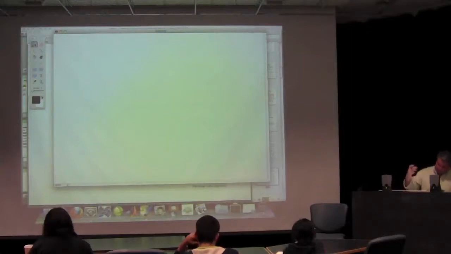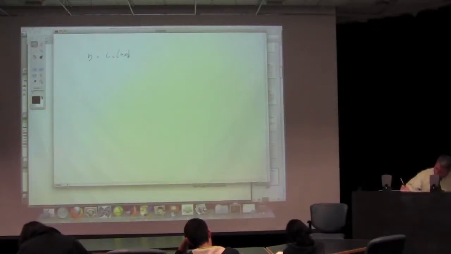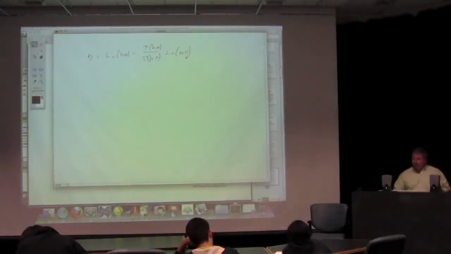All right, what do we wind up with there? We had the intercept term, which was LU h theta, minus that slope term, which was tau h theta over tau h naught, times LU in the vertical direction.